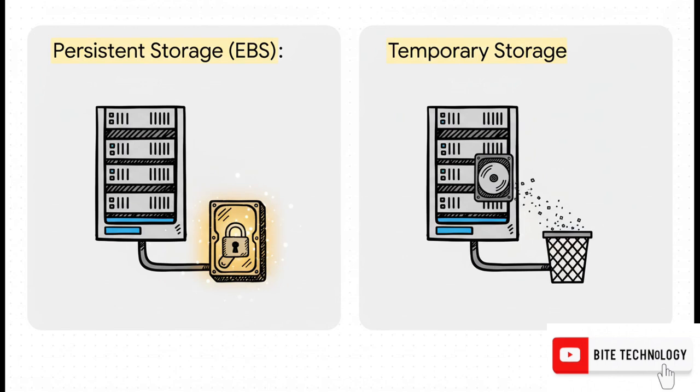Next up, storage. Where are you going to keep your files? EC2 gives you two main options. The one you'll use most of the time is called EBS, or Elastic Block Store. This is persistent storage. That means your data is safe and sound even if you stop or restart your server. It's perfect for things like databases. Then there's Instance Store. This is temporary. It gets wiped clean when the server stops. It's super fast though, so it's great for things like temporary caches.